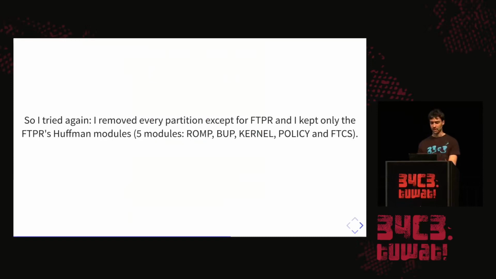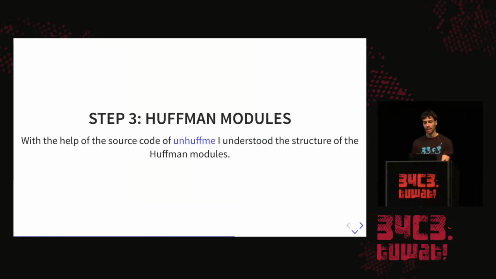So I tried again. I updated ME Cleaner, and I tried to remove every partition in the FTPR that is LZMA compressed, so that only 5 modules were kept. I flashed back the result, and it worked again. So at this point, I had removed most of the code, but there were still the Huffman modules, and I wanted to remove at least most of them.